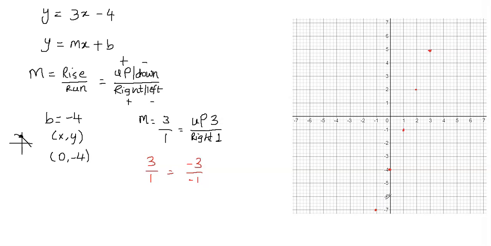And I can't go beyond this point. So I think I have enough points to graph my line. Now we can just draw a line passing through all these points. So let's do that, and you can see that I've got a nice straight line. Usually you just need 2 or 3 points to graph a line, but if you want a more accurate graph, you can definitely plot a few more points on the graph.